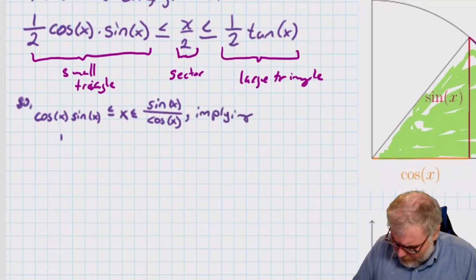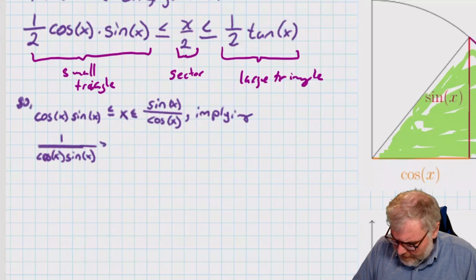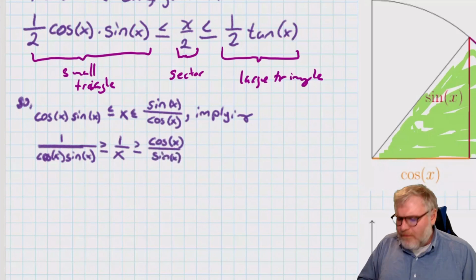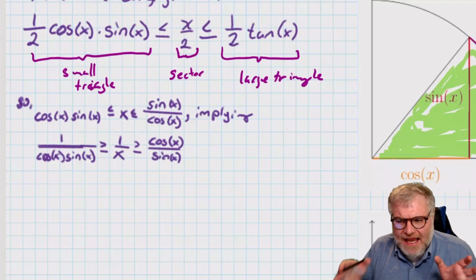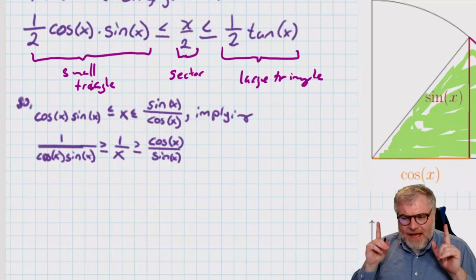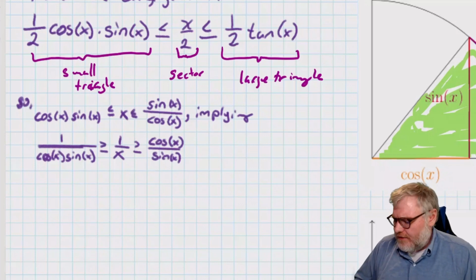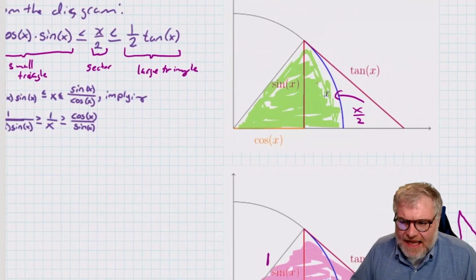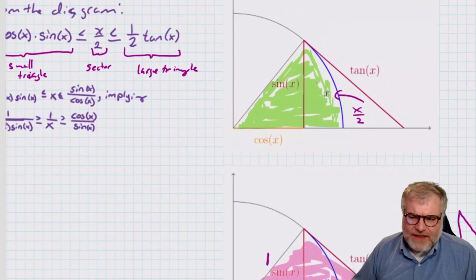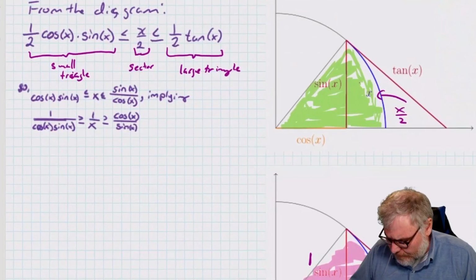So what I'm going to do is 1 over cosine of x is greater than or equal to 1 over x is greater than or equal to cosine of x over sine of x. And remember, I can do that because I'm talking about x near 0. I'm not talking about x at 0. I'm talking about x near 0. It should be noted here that I'm also only messing with the right side. And I should do a diagram for the left-hand side. I'll leave that as an exercise for you.